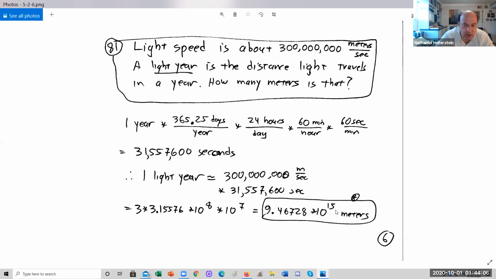So 9.46 quintillion meters. And that doesn't even get us as far as a quarter of the way to Proxima Centauri, which is the nearest star and has the nearest extrasolar planet. It's a big, big universe.